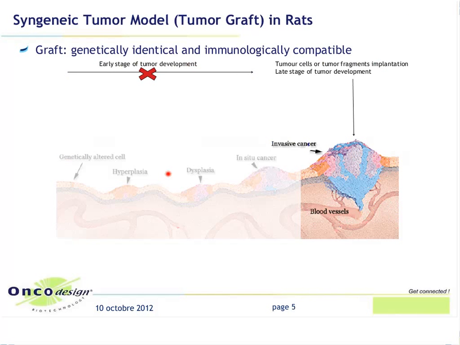The syngeneic tumor models are a rat tumor which grows in the rat strain in which the tumor originated. The graft is performed subcutaneously, and the graft comes from available rat tumor cells or rat tumor fragments. The stage of tumor development is late and corresponds to invasive cancer. In these tumor models, research on early stages of tumor development cannot be performed.